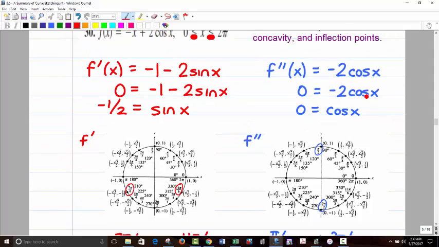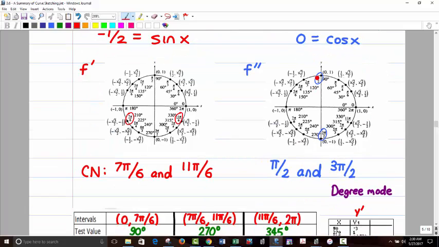You set this one equal to 0, so it just means cosine of x will be 0. That'll be at pi over 2 and at 3 pi over 2. Remember, these don't really have an official name other than what I call possible or potential inflection points. So we don't know, they might be, they might not be.